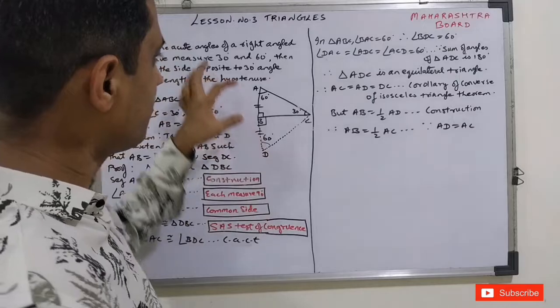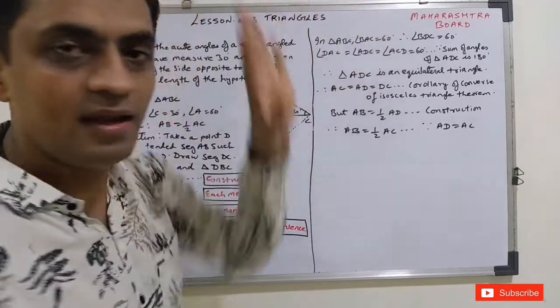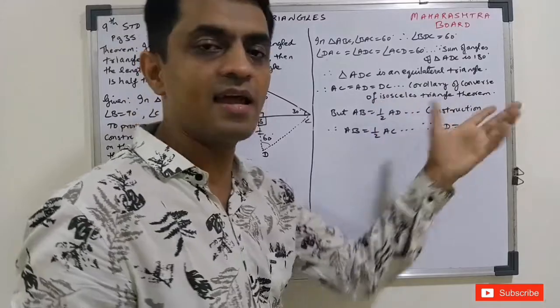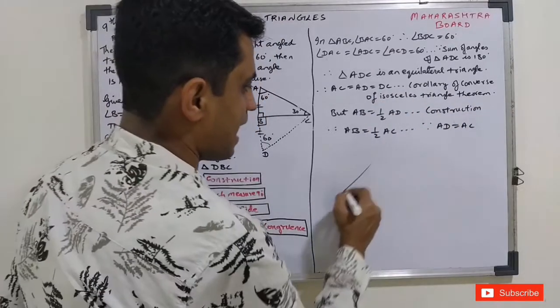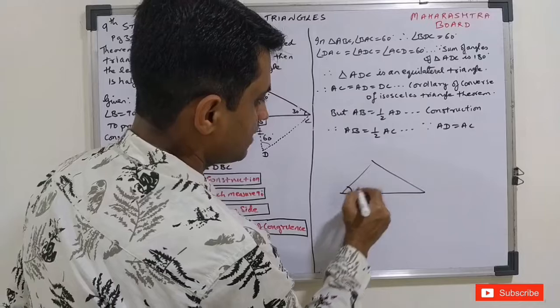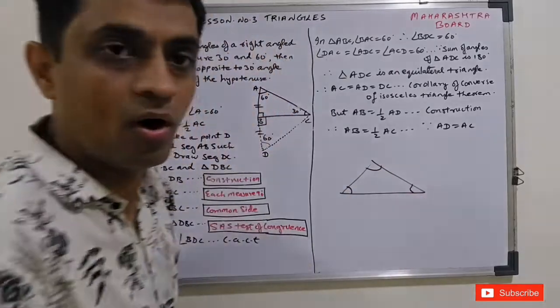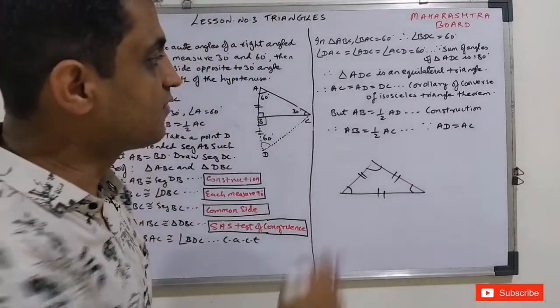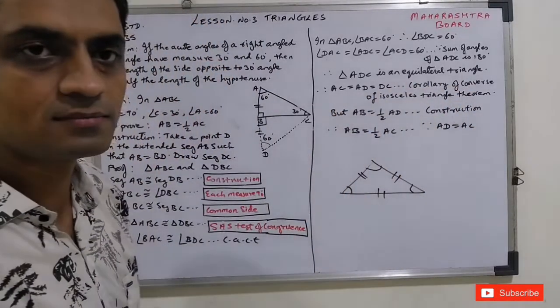Therefore, we can say all the sides are equal. It is written as a corollary of the converse of the isosceles triangle theorem. It means if all the angles are equal, automatically all the sides are also equal. So it forms an equilateral triangle.